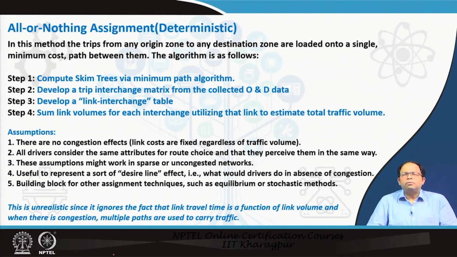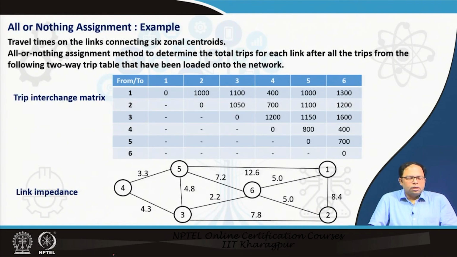I will explain it to you using an example. And this is, as you can understand, a little bit unrealistic, since it ignores the fact that link travel time is a function of link volume, and when there is congestion, multiple paths are used to carry traffic, because automatically the travel time in one link goes up, so another link becomes more attractive, and so some people will go into the next link, and this happens continuously until there is equilibrium. So in all or nothing assignment, let us see this particular example.